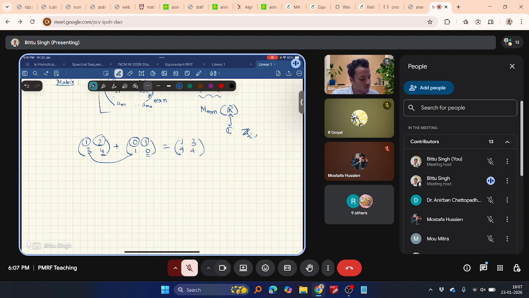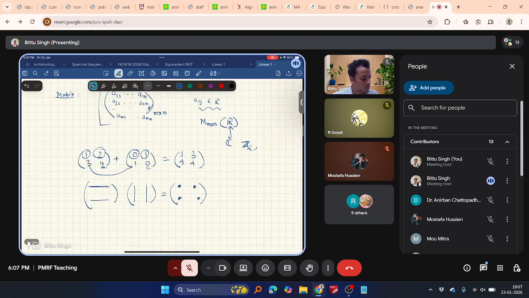And matrix multiplication is done by row times column. So first row times first column, this will give me this element, first row times second column. So this will give me the 1/2 element like this. Then second row times first, second row times second. Okay. So this is how we do matrix multiplication and matrix addition.